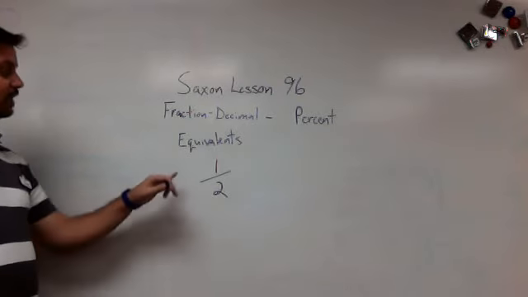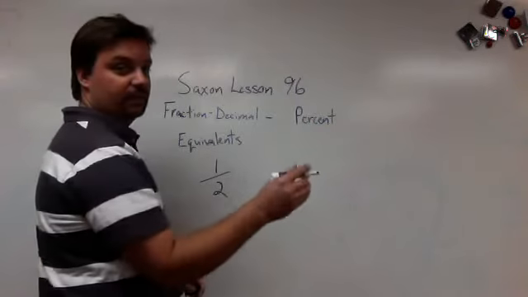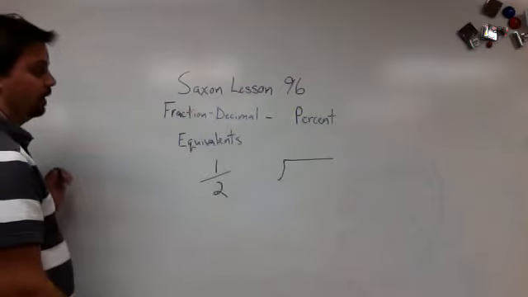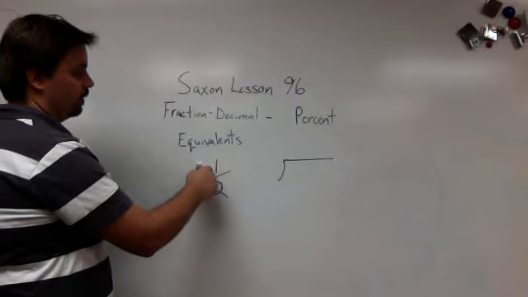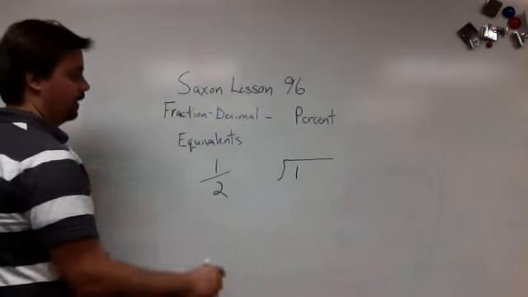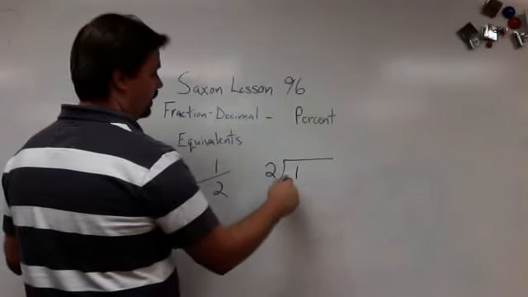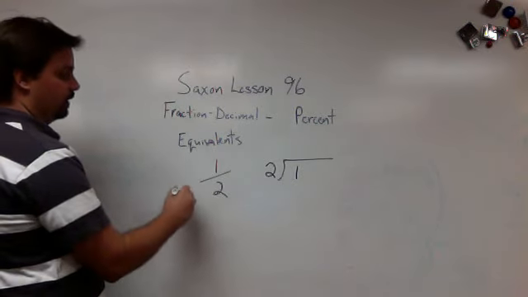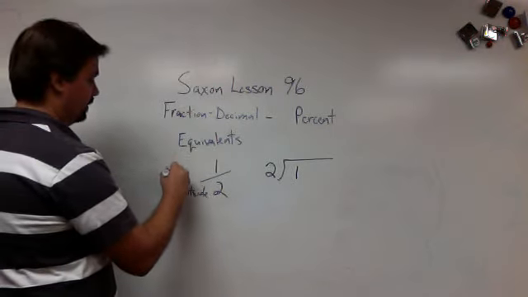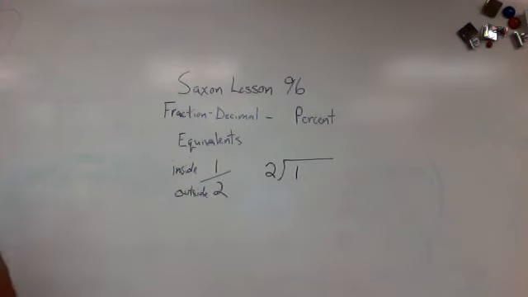Now there is a method to change this 1/2 into a decimal, and that's by using division. So what we want to do is set up a long division problem, and we want it to be like this. The number 1 will go on the inside, and the number 2 will go on the outside. So we'll say inside, outside. So the number 2 is on the outside, and the number 1 goes on the inside. So it's kind of like inside over outside to help you remember it.